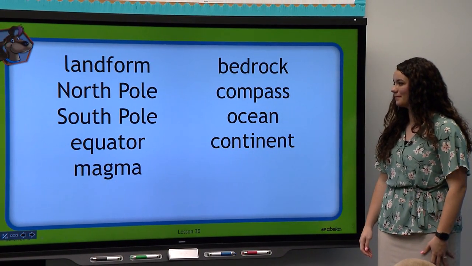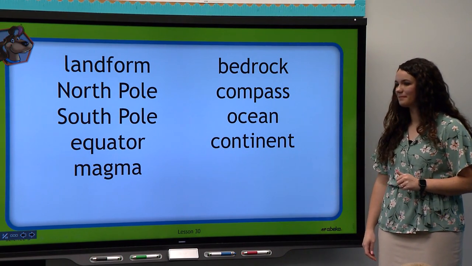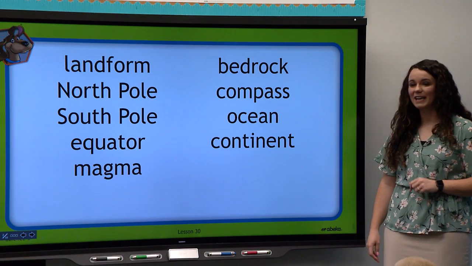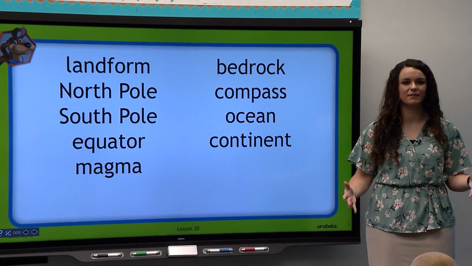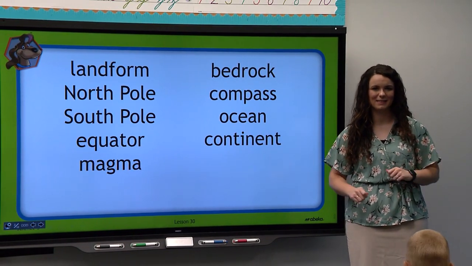Bedrock, compass, ocean, continent. Good. Now, let's take a look at some of these specific items. You're opening up your science books too, page number 83. Let's get the fun started.